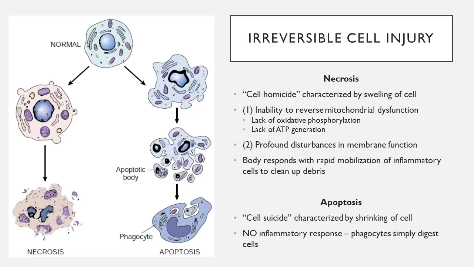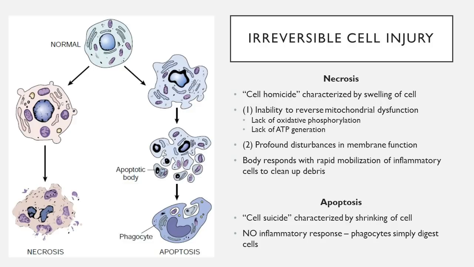This usually results in a swelling of that cell, and then the body responds to this through rapid mobilization of inflammatory cells to help clean up the debris. So think of this as something has gone terribly wrong and the body needs to respond to it in a really high magnitude. In contrast to cell homicide, there's also cell suicide through a process known as apoptosis, which is usually characterized by a shrinking of the cell. So think shrinking of the cell, apoptosis, swelling, necrosis.